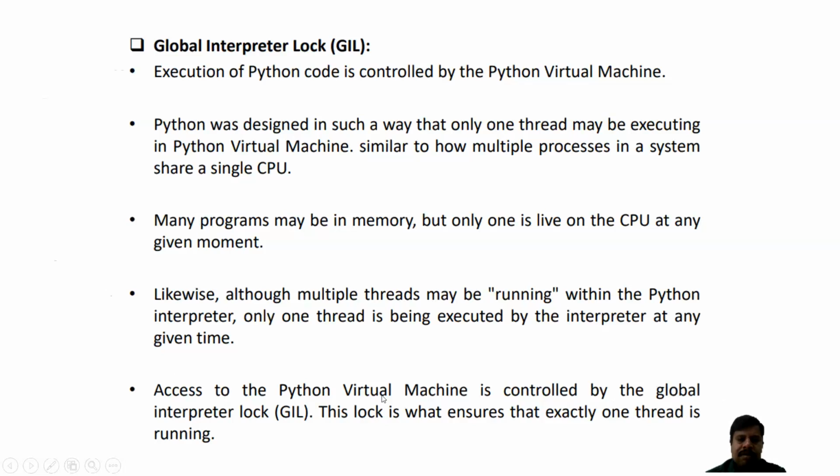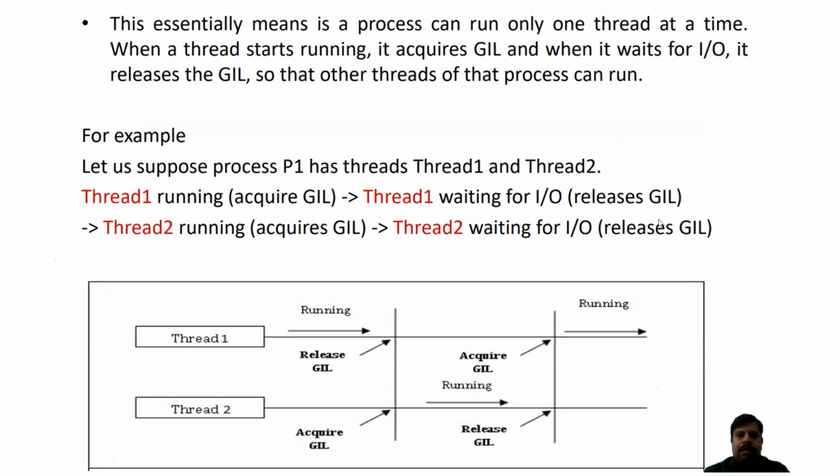Access to the Python virtual machine is controlled by the global interpreter lock. This lock is what ensures that exactly one thread is running. So this GIL, that is the global interpreter lock, essentially means a process can run only one thread at a time. When a thread starts running, it acquires the GIL, and when it waits for input output, it releases the GIL so that other threads of the process can run.